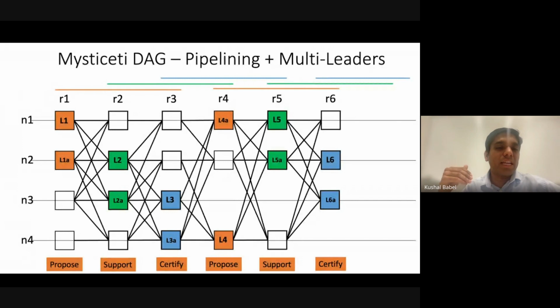And in the limit, you can have multiple backup leaders, and each block in a proposal round can serve as a backup leader. And we can have a deterministic ranking of these. So in this case, there's a ranking where L1 is the primary one, L1A is the backup one, L2A is the backup one, L2 is the primary one, and so on. And if we have more multi-leaders, we can have a total order on them.